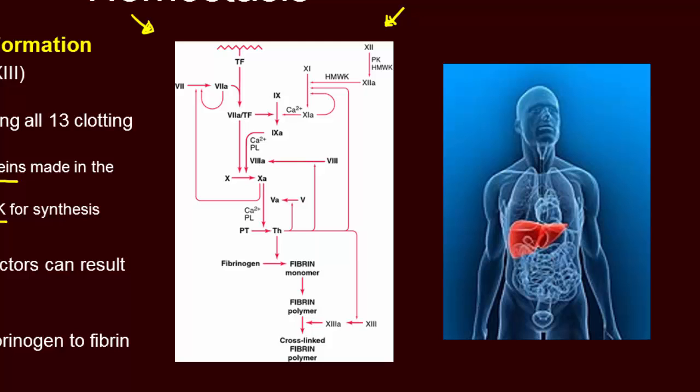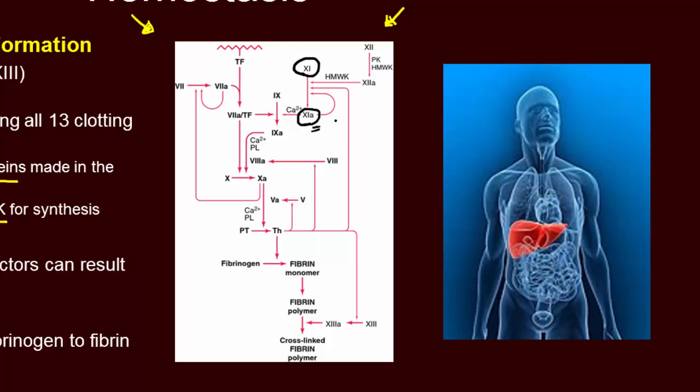They are numbered 1 through 13 in the order of their discovery. We can see a couple of them here. So here's clotting factor 11. If we go from clotting factor 11 to 11A, what that means is that this clotting factor is now active.